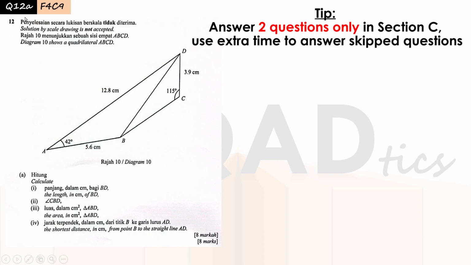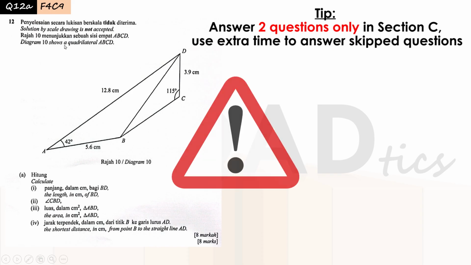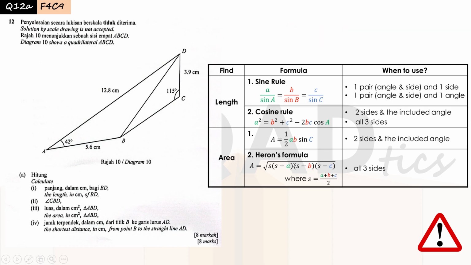First question of section C, coming from solution of triangles, and in this chapter we need to know these four formulas. Alright, so the first two are the sine rule and cosine rule. This helps us to find the length of the side of the triangle and also to find the angles of the triangle. And these other two formulas will be helping us to find the area.